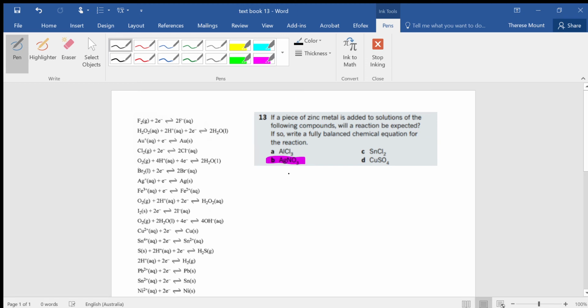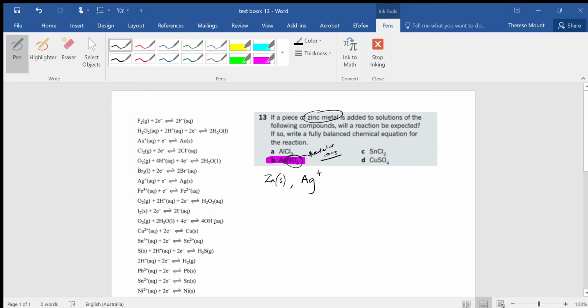Okay, so I've got silver nitrate solution and I've got a piece of zinc metal and I want to know if they'll react. So what do I have present? I've got zinc solid and I've got my metal ions as my silver ions here, and the nitrate, they are spectator ions.